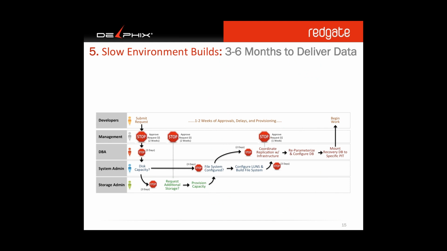And then finally what we see, and this is probably the biggest and most pervasive problem of all, is slow build times. So when we want to build a development environment, the long pole in that build process is allocating the database that this application code will be written on top of. So first of all, this is going to take a lot of administrative steps and bureaucracy. The developer or development team has to submit a request to management. Management has to decide whether to approve this or not. If it's approved, it goes to DBA.